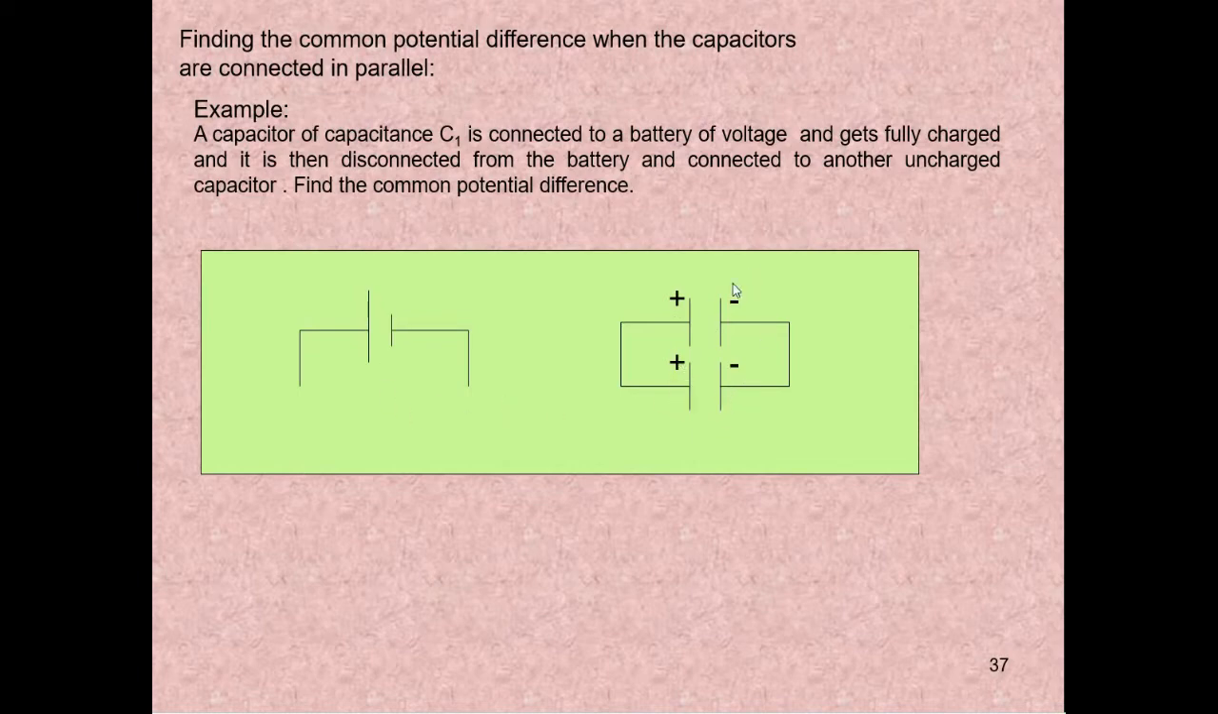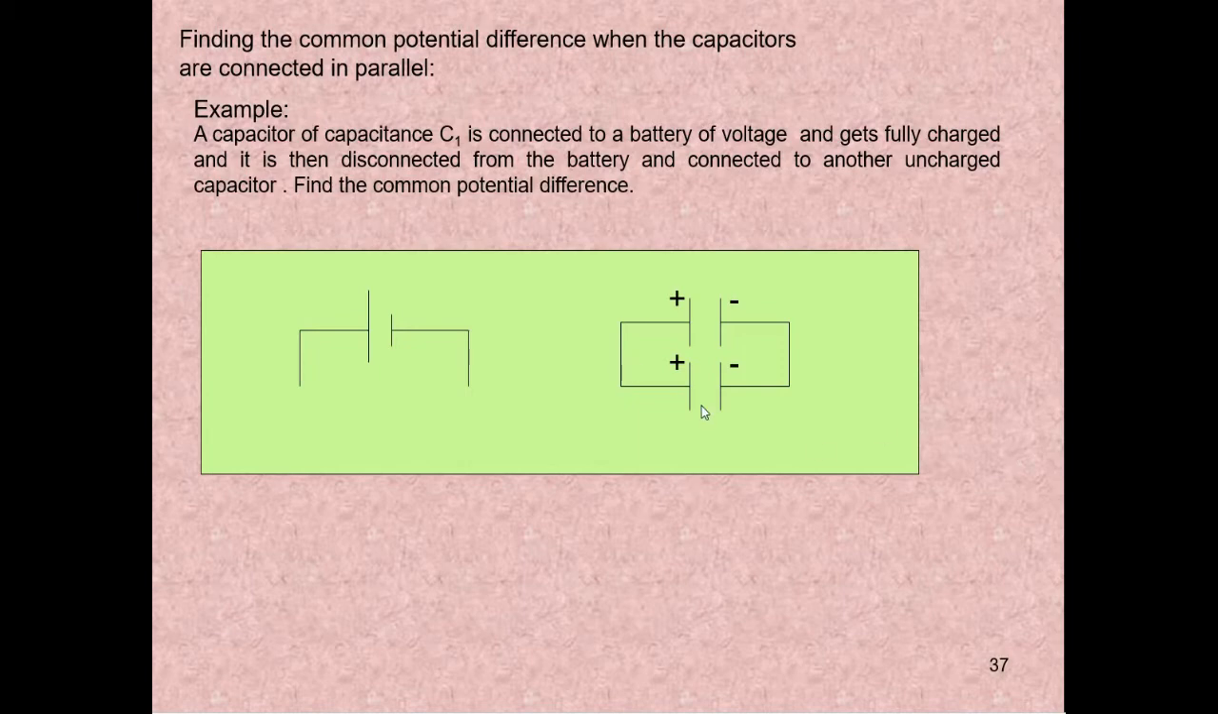Then charge sharing will take place. Some of the charges from here will go to this, so that potential is equalized. That means both the capacitors reach a common PD. Till that time, charge sharing will be taking place. What is the expression for the common PD? That is the question.